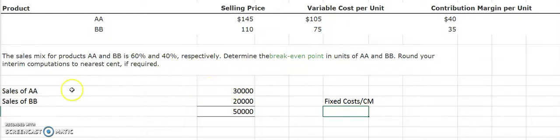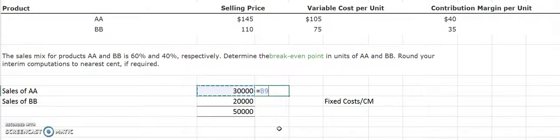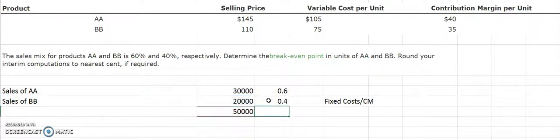They could have said, hey, our sales for AA are 30,000, our sales for BB are 20,000. If you add those two together, sales of AA and BB, to get a percent of each, you would take the sales of AA divided by total, and you would see that it's 60%. Then you would say the sales of BB divided by total, and you would see that that's 40%. So if they just told you what the sales of each product are, you can still get your sales mix percent, which is what you need.